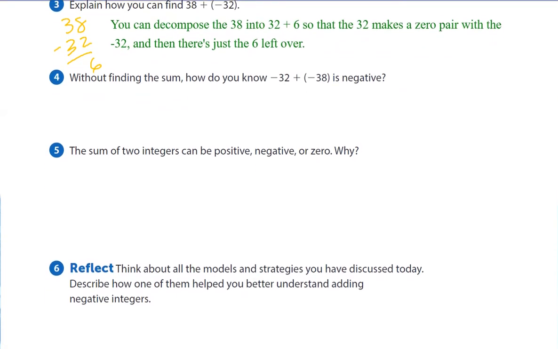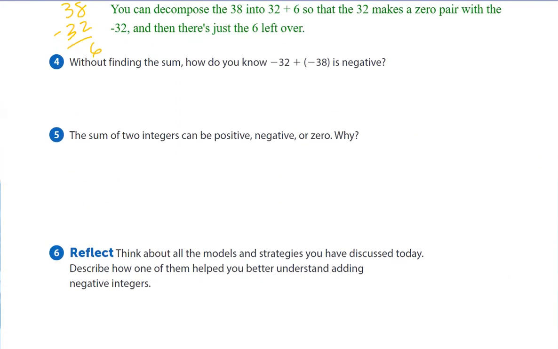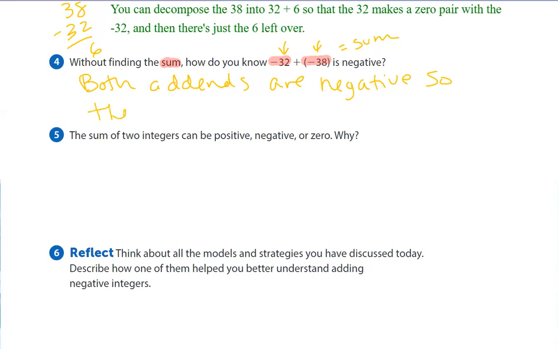Now we're going to start talking about absolute values a little bit. Not so much in those terms, but number 4, without actually finding the sum, how do we know that -32 plus -38 is going to have a negative sum? If you owe somebody $32 and you owe somebody else $38, are you ever going to have positive dollars? No, you need to stop borrowing money. That's too much money. Both addends, remember, the terms in an addition problem are called the addends, and the answer is called the sum. Both addends are negative, so the sum will be negative.